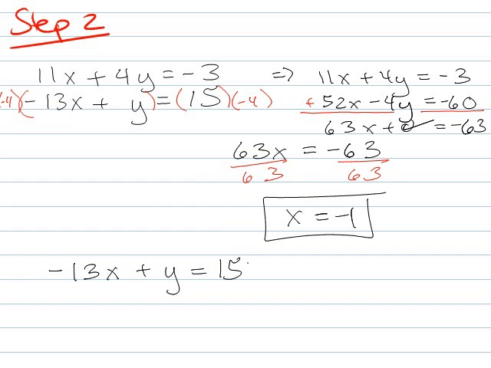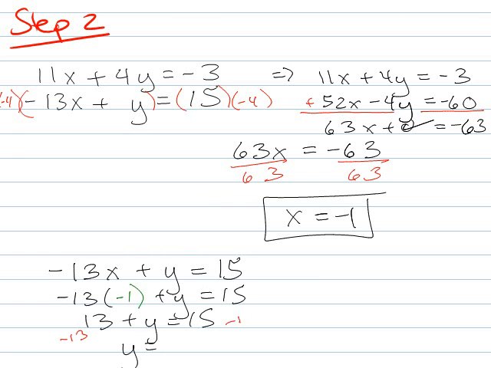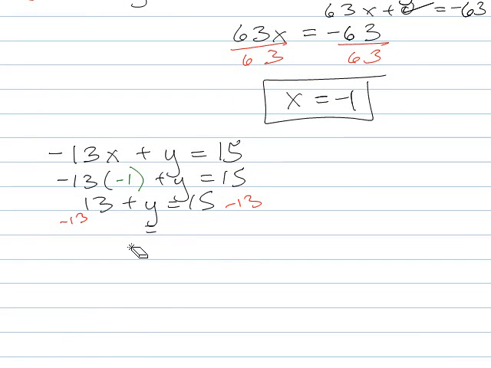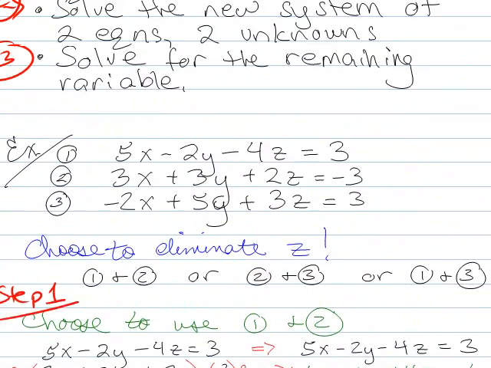So I'm going to use this equation now and plug in my x equals -1 to solve for y. So I've got -13 times x plus y equals 15. 13 plus y equals 15. And then subtracting 13 from both sides, y equals 2. I'm going to write it down here. Y equals 2. Isn't it awesome? Y equals 2. Alrighty, so that's the end of step 2.